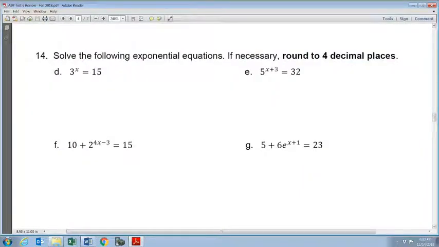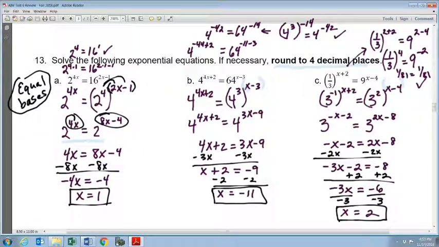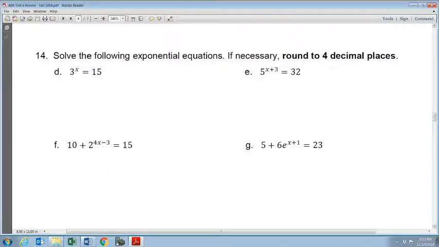All right. Let's go ahead and we'll do these problems here. So on 14D, something doesn't seem right here. Maybe that's 13. I think I messed that up. Anyway, on 14D, we've got 3 to the x power equals 15.